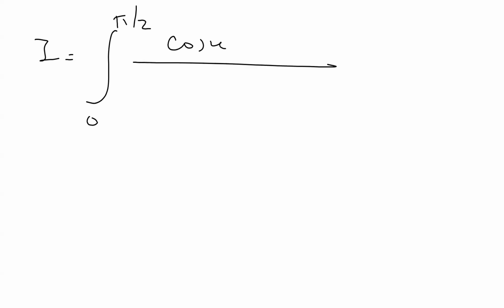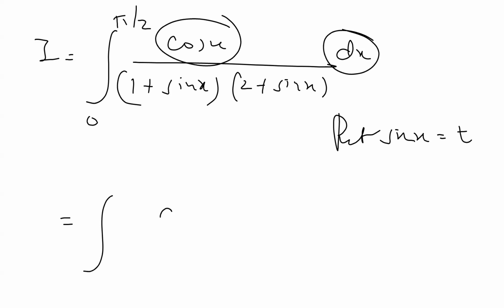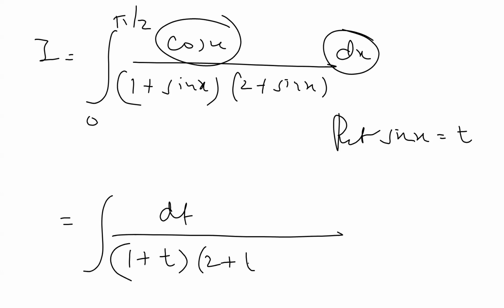Cos x over (1 plus sin x)(2 plus sin x). You can put sin x is equal to t. So once you do that, cos x dx will turn out to be dt. And this is 1 plus t and this is 2 plus t. You multiply those two brackets in the denominator, and then you'll get a quadratic.